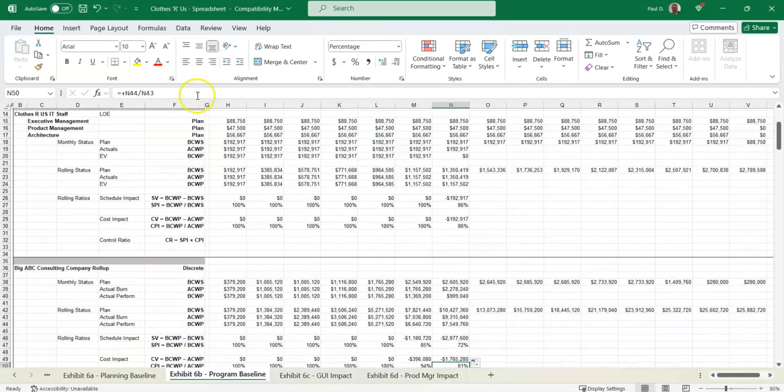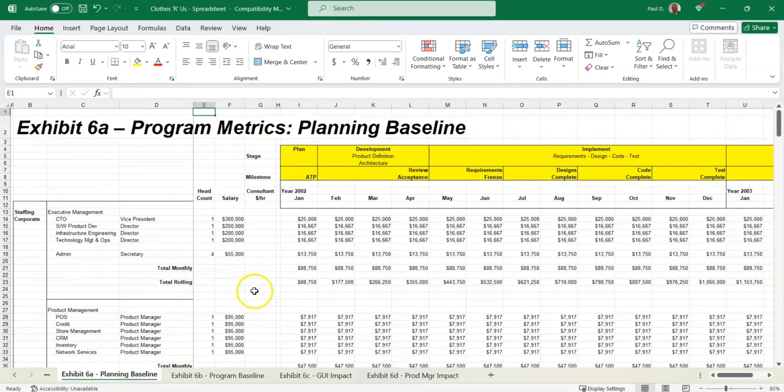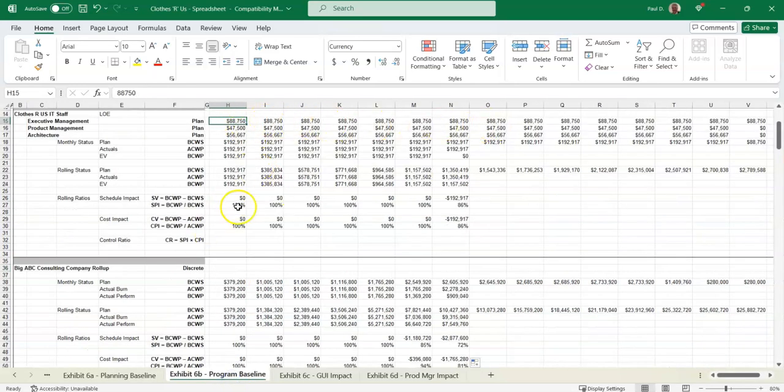Most of this data is provided by finance. Just if you notice this, even this plan up here for 88,750, if you look at the planning baseline, that is based on the salaries of all the people who are working this task, the vice president and director, and they totaled out to 88,750. That's basically where that number comes from. And then it's dragged across because that's a level of effort function. The same with the consulting company roll-up. They would have to produce a plan being based on discrete work, and that would be provided by finance in a program baseline spreadsheet.